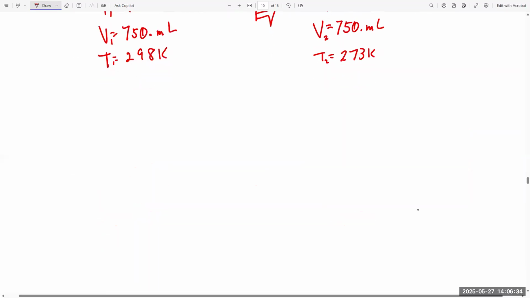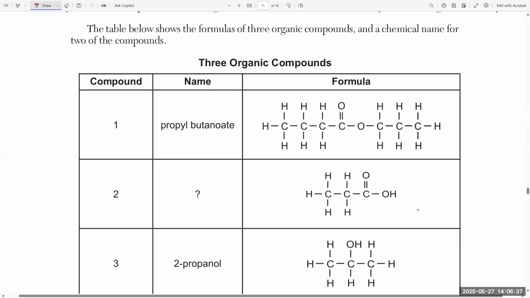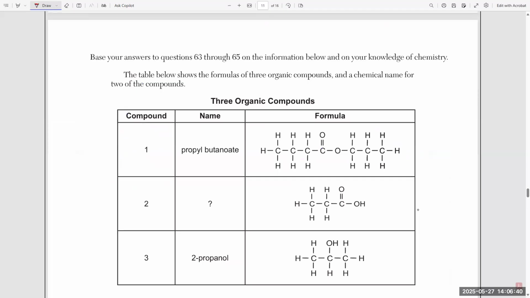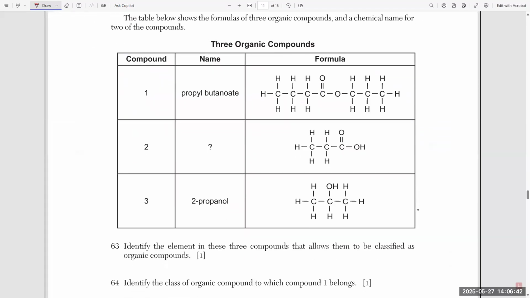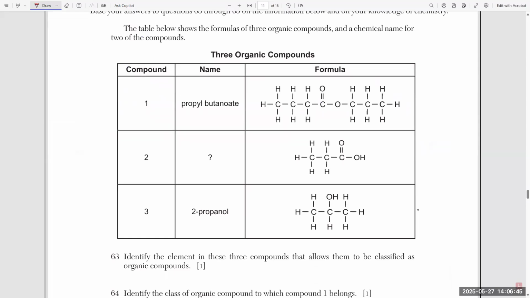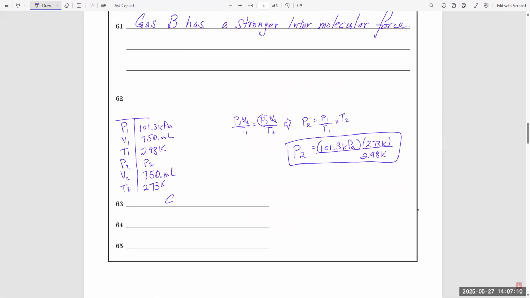All right, let's keep continuing to number 63. All right, oh no, this is organic, right? Let's see. I know we kind of started organic in period 1 class today, but let's see if we can figure this out. Number 63, identify the element in these 3 compounds that allows them to be classified as organic compounds. Guys, this is just a definition, right? What you guys remember? Organic, we are organic. We are what based organisms? We are carbon based, right? So that's it. It says identify the element, right? So literally all you have to write is the word carbon, like so.